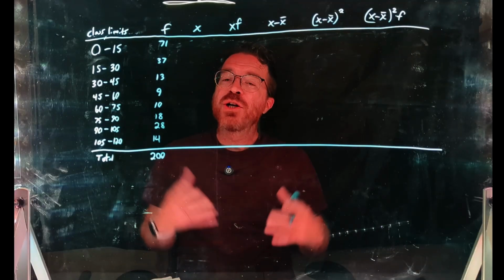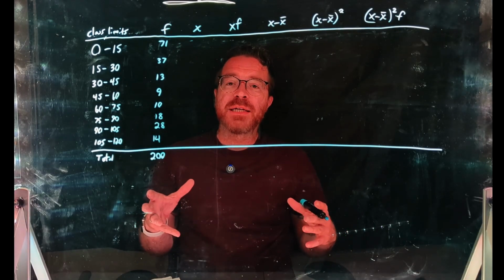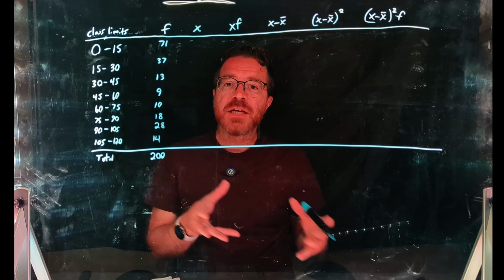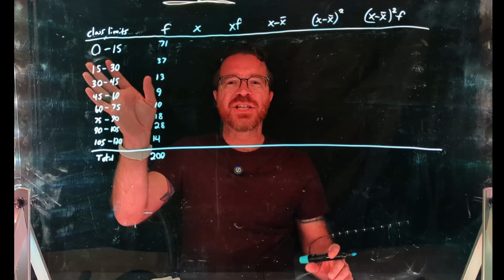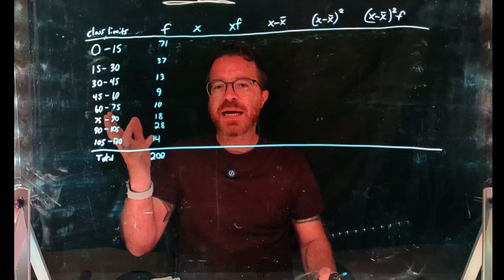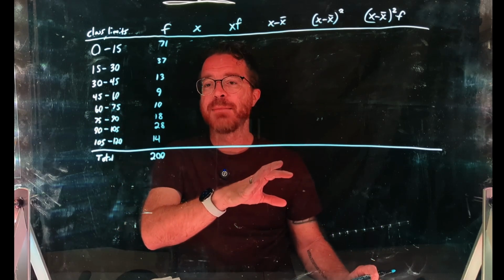Hello everyone. We're going to do another example on finding our sample standard deviation and variance using table data. Now, if you remember, this is actually interval data, but we often refer to it as table data because you can put it in terms of a table.